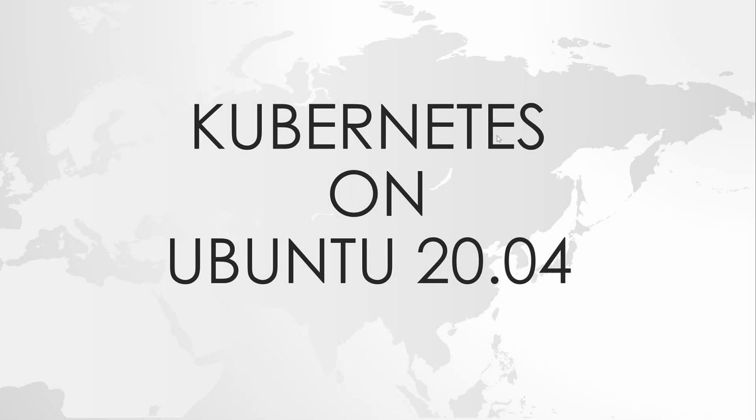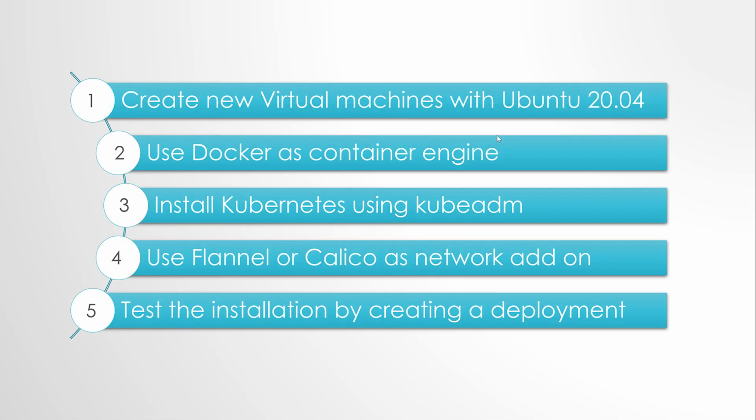In this video, I will show you how to install Kubernetes on Ubuntu 20.04. And these are the steps which I will be covering for this complete installation process. The first one is to create virtual machines using Ubuntu 20.04 and then using Docker as the container engine, and later installing Kubernetes using the Kubeadm tool. And for the CNI we will be using either Flannel or Calico. And the final step would be to create a deployment and test the complete installation process.